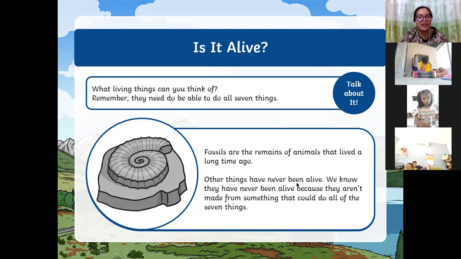Other things have never been alive. We know they have never been alive because they aren't made from something that could do all the seven things. So these are the fossils which belong to animals that lived a long time ago. When we say a long time ago, we mean very, very long ago. How many years have passed, but it still remains because of the fossil. So that's why it is included in the things that have been alive, things that lived before.